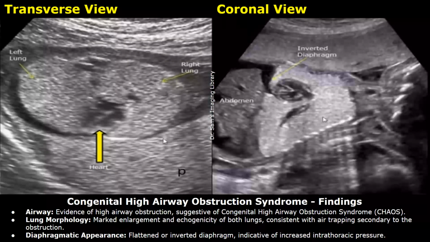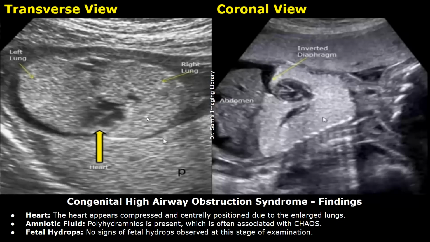Now we move on to congenital high airway obstruction syndrome. These are the findings. Airway: evidence of high airway obstruction suggestive of congenital high airway obstruction syndrome. Lung morphology: marked enlargement and echogenicity of both lungs, consistent with air trapping secondary to the obstruction. Diaphragmatic appearance: flattened or inverted diaphragm, indicative of increased intrathoracic pressure.